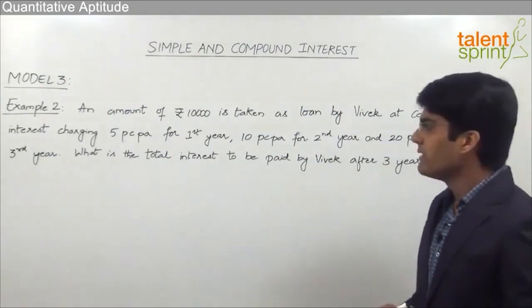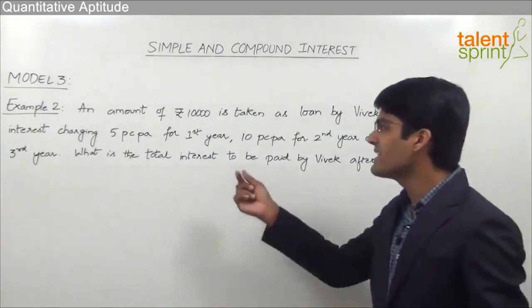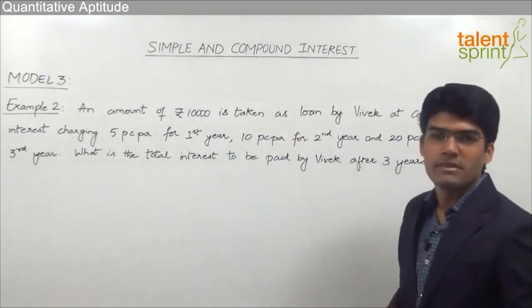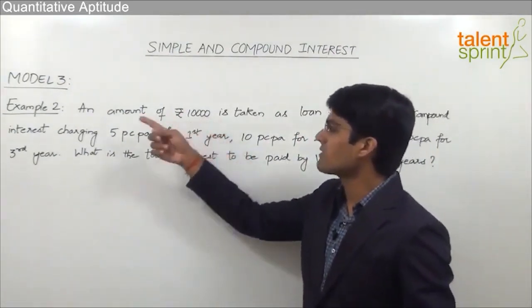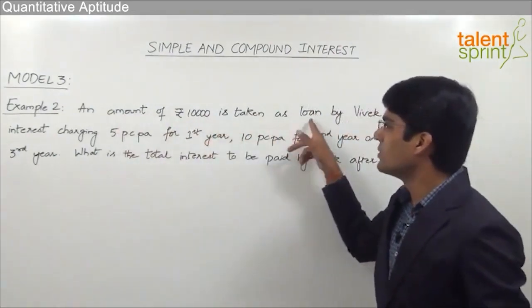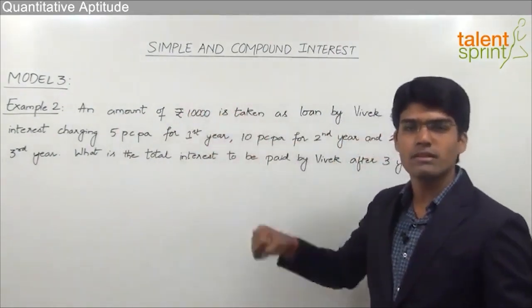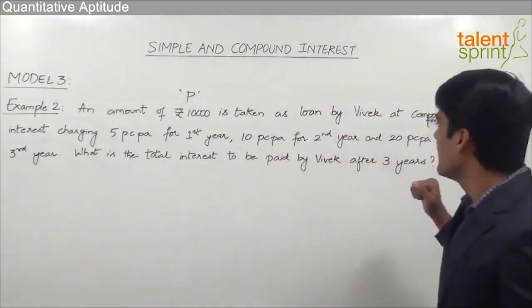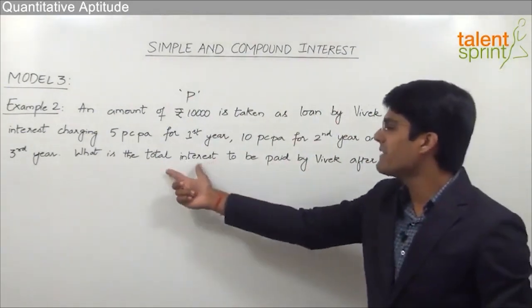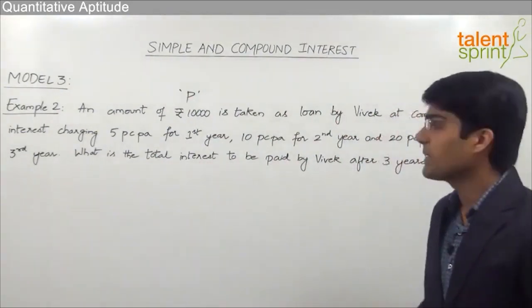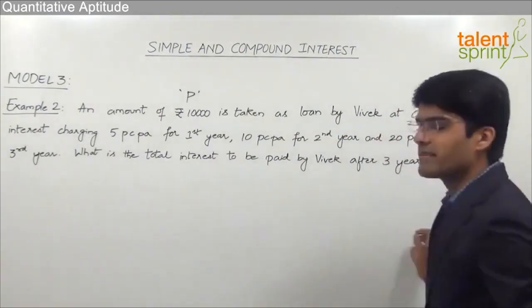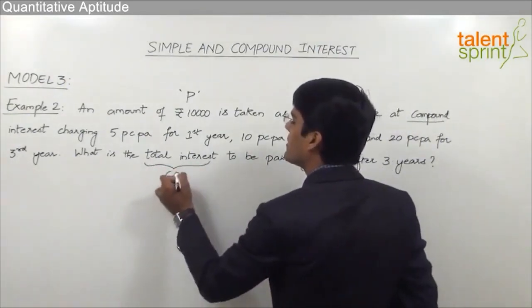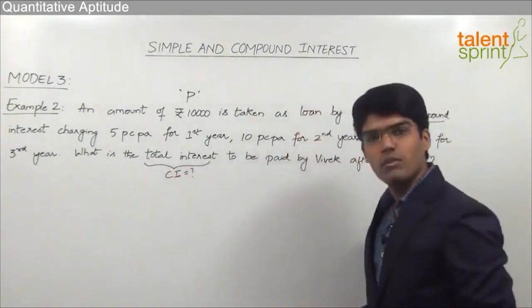So as you can see here, this is a case of varying rates of interest, where the interest for the first year is 5%, for the second year is 10%, and for the third year is 20%. And the principal amount is 10,000, as an amount of 10,000 is taken as loan. So this is the loan amount, that is the main amount or the principal amount. So the principal is 10,000. On this principal, for the given rates of interest, we need to find out what is the total interest to be paid by Vivek after 3 years. And very clearly, this is a case of compound interest as specified in the question. So we need to find out what will be the total CI at the end of 3 years that needs to be paid by Vivek.